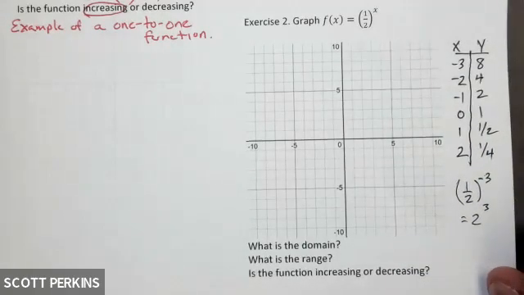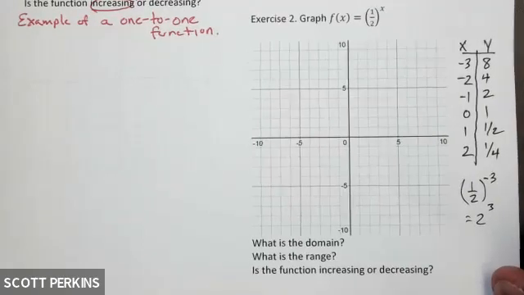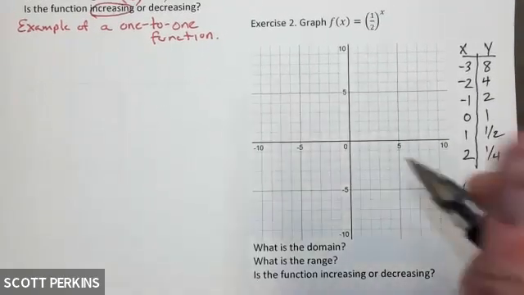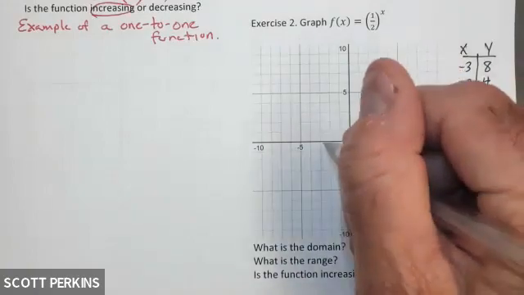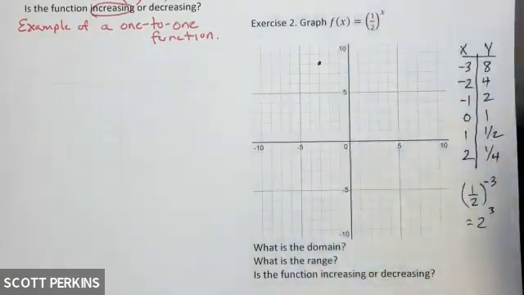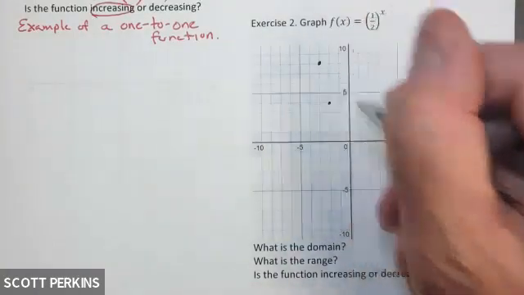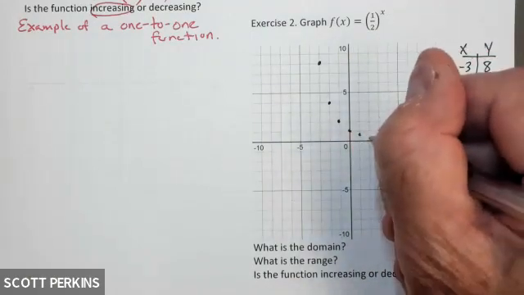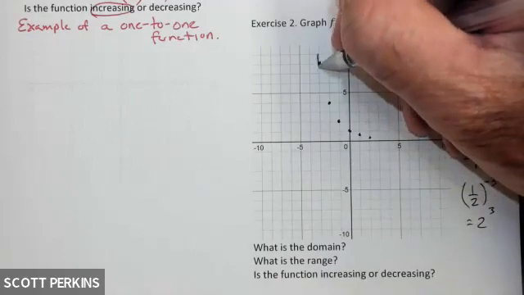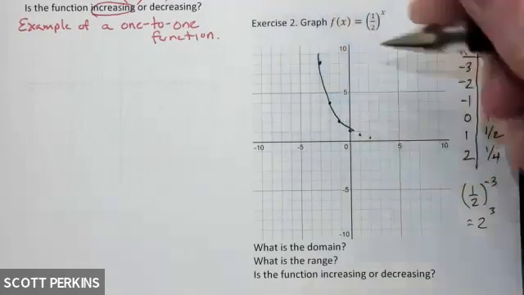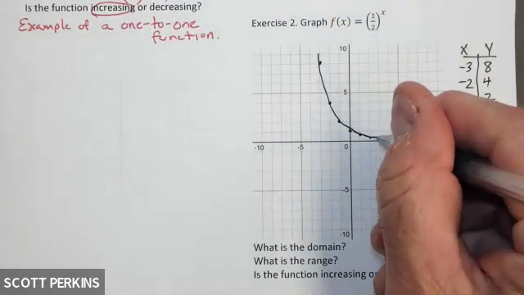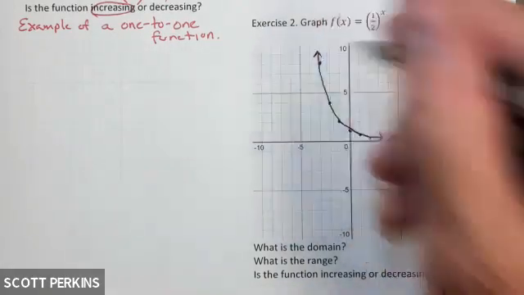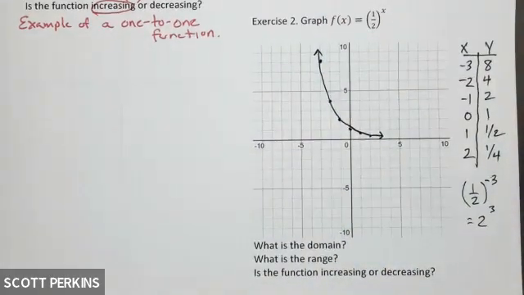So I get just kind of the reverse values that I got for the first example, which is not unintentional. So I have -3 and 8, and then -2 and 4, and -1 and 2, and 0 and 1, and 1 and 1/2, and then a 4th. And so this one is the same sort of curve. If you compare it to the first one, it's just a little bit different. So there's my 1/2 to the x.